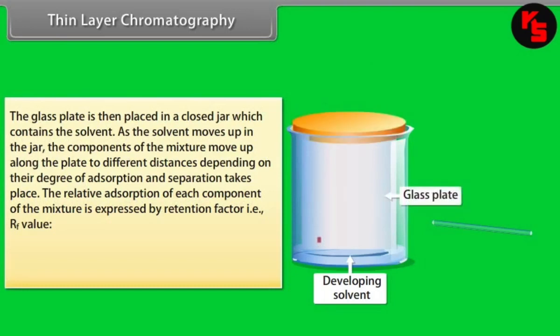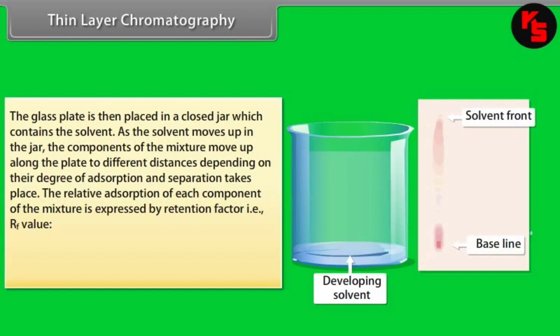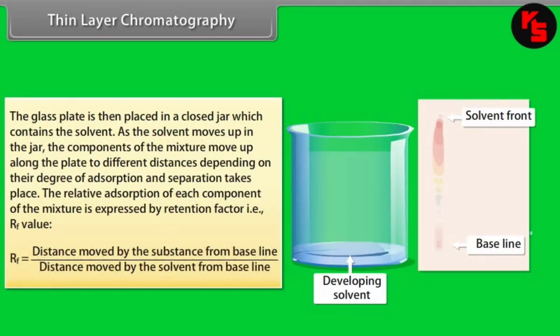As the solvent moves up in the jar, the components of the mixture move up along the plate to different distances depending on their degree of adsorption, and separation takes place. The relative adsorption of each component of the mixture is expressed by the retention factor, that is the Rf value, which can be given as Rf is equal to the distance moved by the substance from the baseline divided by the distance moved by the solvent from the baseline.